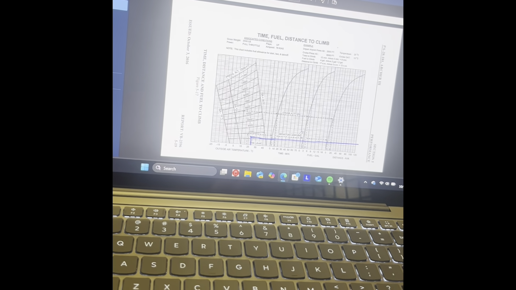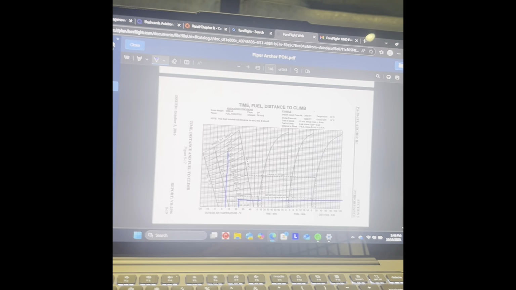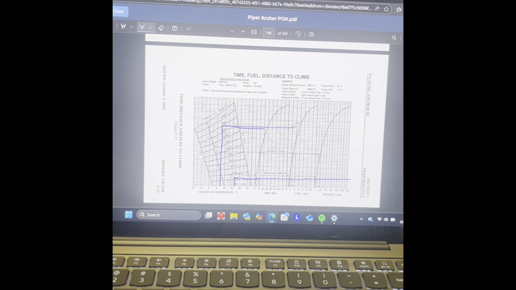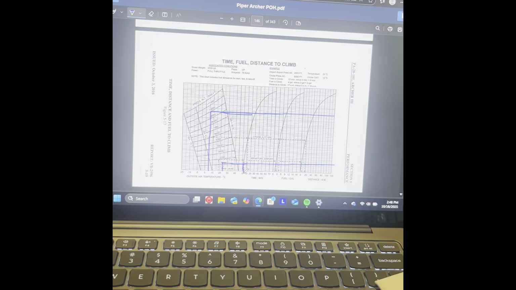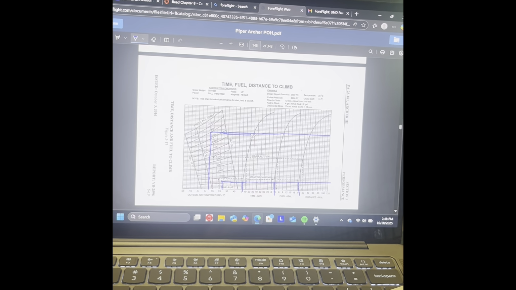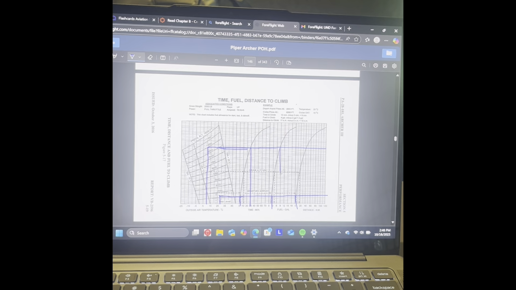And then you're going to do your cruise, which is 10 degrees and 10,000 feet. So I'm going to go to 10 degrees and then go all the way up to 10,000 feet, which is right there. Then you go across from 10,000 and draw a line straight across. And then wherever these lines intersect, you draw a line straight down. You do that for both the departure airport and the cruise altitude. Okay, so you draw all those down.